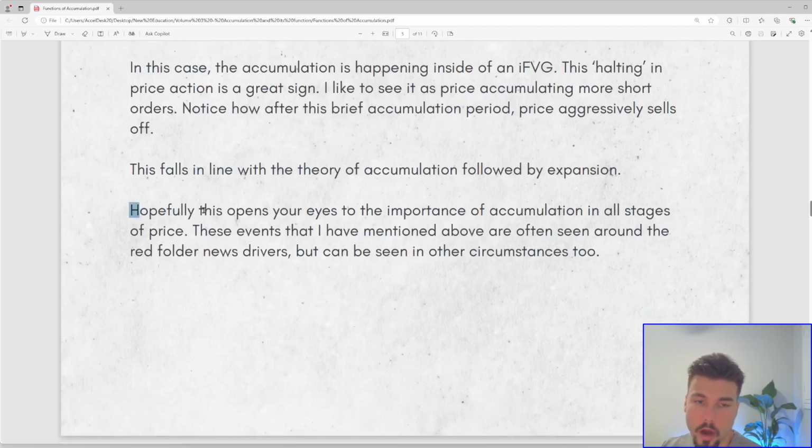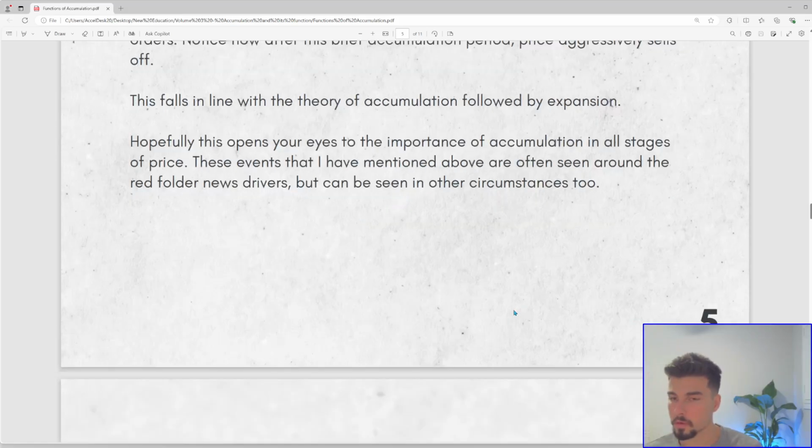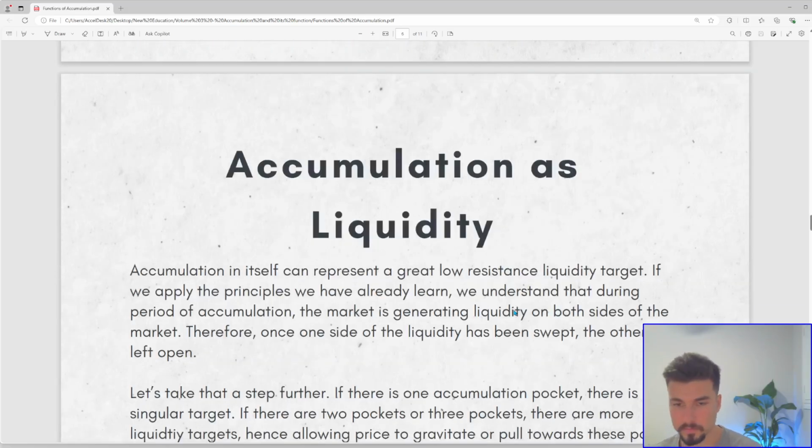So again, hopefully this opens up your eyes to the importance of accumulation in all stages of price. These events that I've mentioned are often seen around red following news drivers, but it can happen at any other time. And we'll talk more about different time frames in a second. The second point of accumulation here is accumulation as liquidity.